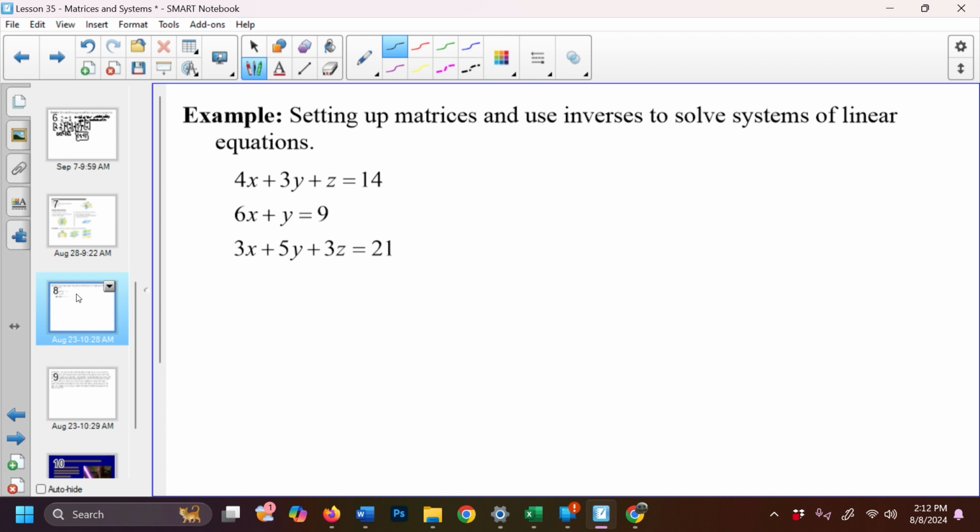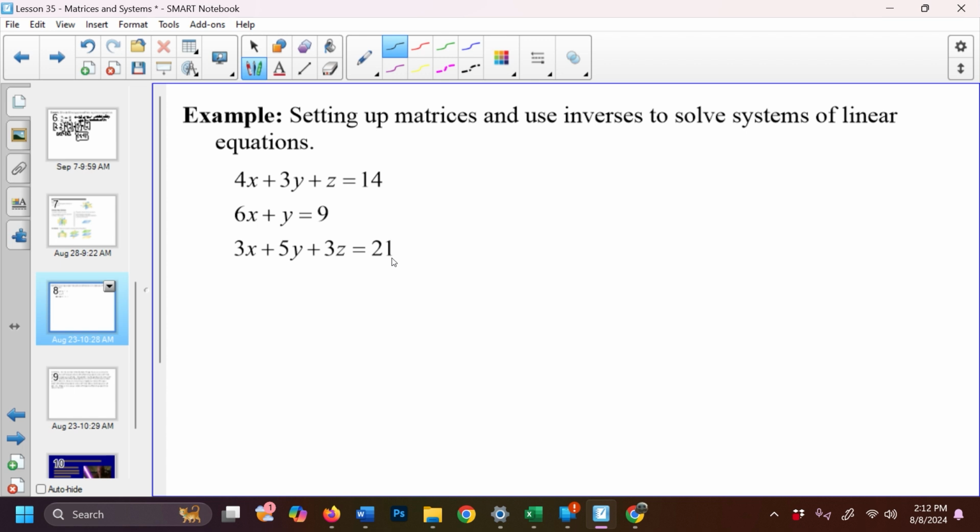So what does that mean for us as we set up matrices and use inverses to solve a system of linear equations that have three variables? Well, we're still going to do it the same way. We're still going to set up all of the coefficients of the variables in one matrix and then all of the constants in a second matrix.